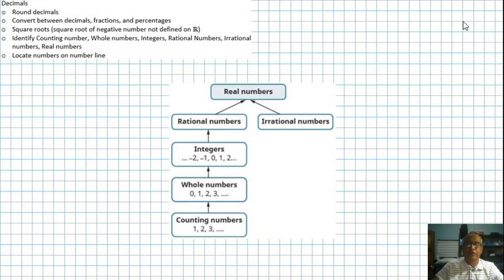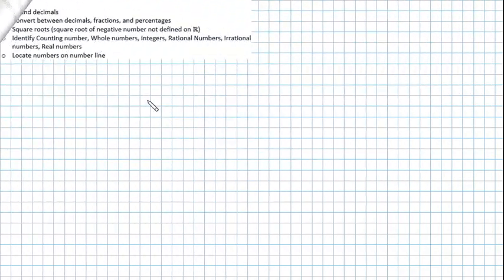Okay, so let's get started. I'm sure you're quite used to working with decimals. Let's say 0.3, 0.005, right? These are two examples of decimals.